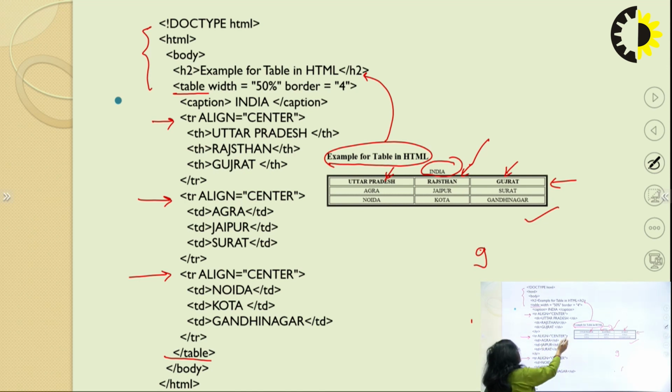So next one is the second row. The second row only takes the data cells. Data cells means we just put the data in particular rows. In the first data cell, Agra is here. In the second data cell, Jaipur is here. And the third one is Gujarat. So we put these 3 td cells, and by using these td cells, we entered this data.